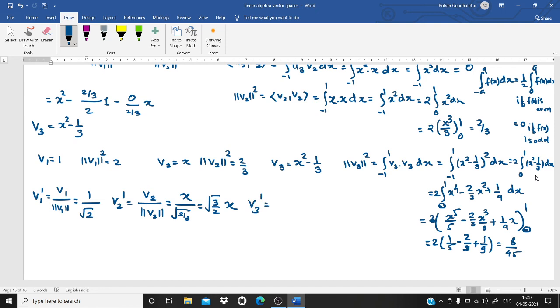Next, V3 dash is V3 upon norm V3. So what is V3? x square minus 1 by 3 divided by norm V3. Norm V3 square is 8 by 45. So we get square root of 8 by 45. So hence V3 dash is square root of 45 by 8 into x square minus 1 by 3.